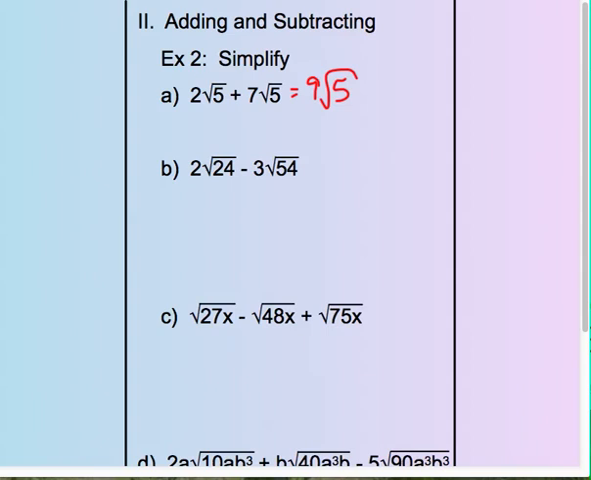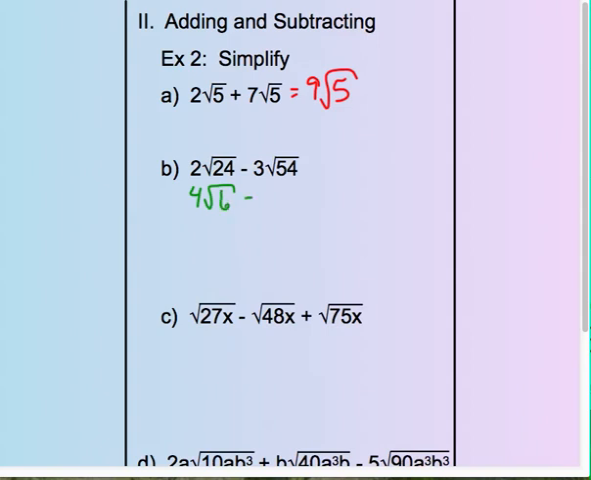Part B, we don't have the same number under the radical. Now, it's not that they're not like terms. We can simplify both the square root of 24 and the square root of 54, so we have to do that first. Perfect square factor of 24 is 4. Square root of 4 is 2, multiplying that by the 2 that's already there.